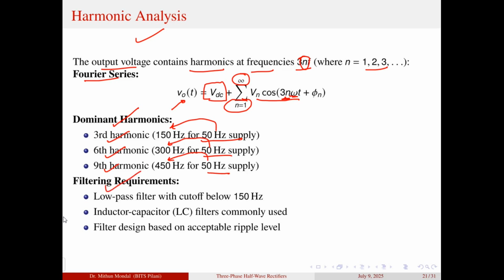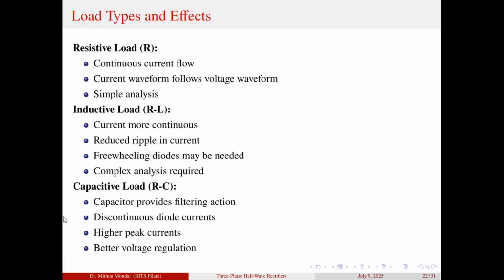We need to do the filtering to remove these harmonics using the low pass filter having the cutoff frequency around 150 Hz. And this can be passive filters, a combination of LC. So design is very important depending upon the ripples present in the output voltage. The load may be resistive type, or it may be inductive, or it may be capacitive. So resistive and inductive will have the resistive component always. So it is a combination of RL and RC.